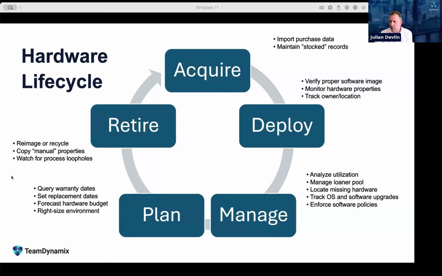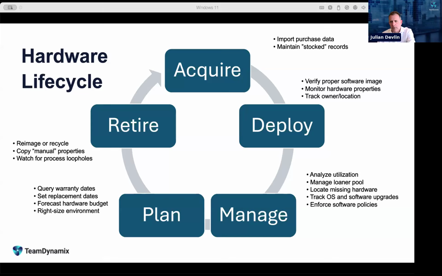So looking a little bit more in detail at each of these stages, in the acquisition stage, you're going to need to potentially import data and keep track of what you have stocked. It's probably uncommon that you would buy a computer and then immediately deploy it every single time. You probably do have a stock room. You have a stock of computers that you need to know are there so that you can avoid buying more than you need to.